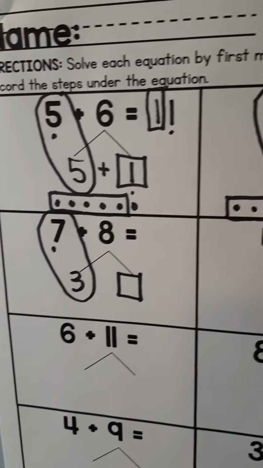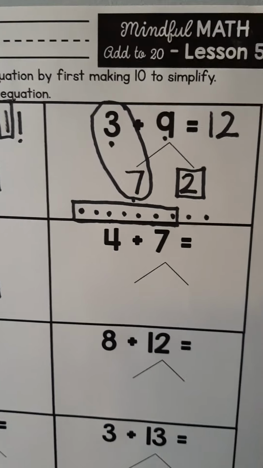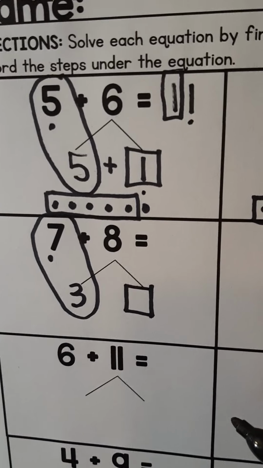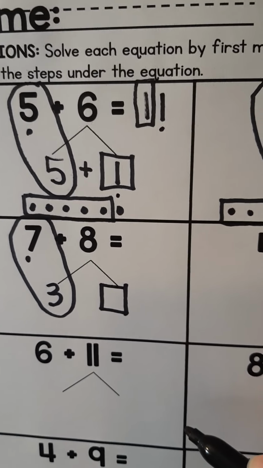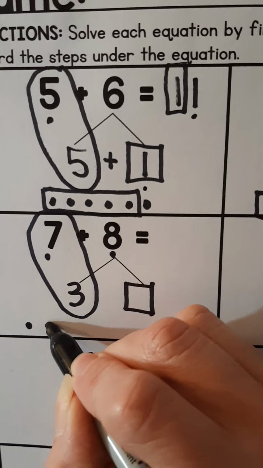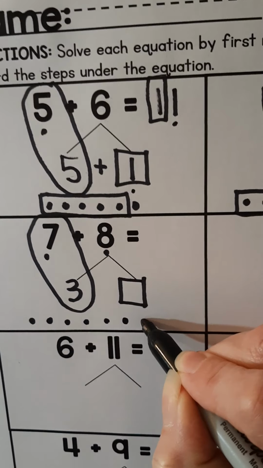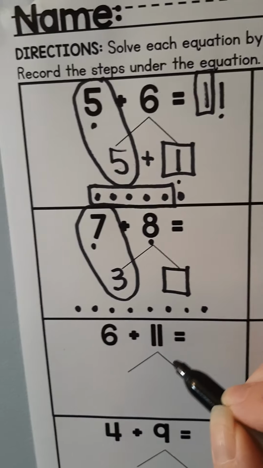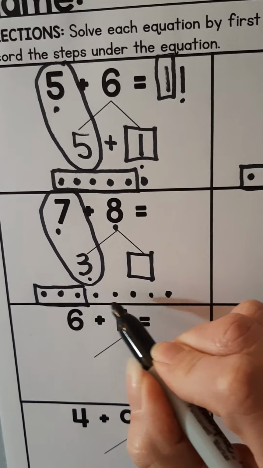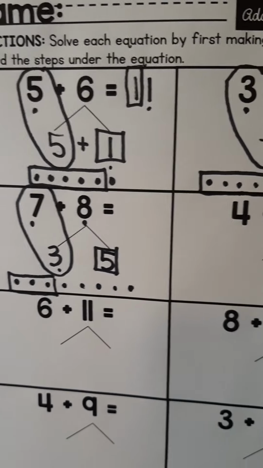So I've got 3. Do you know your facts well enough? What goes with 3, Adam, to make 8? Have you got it figured out? You can draw 8 dots. 1, 2, 3, 4, 5, 6, 7, 8. And then I can put a box around 3 because that's what I'm starting with. What's left? 1, 2, 3, 4, 5. Oh, that makes sense. 3 and 5 makes 8.